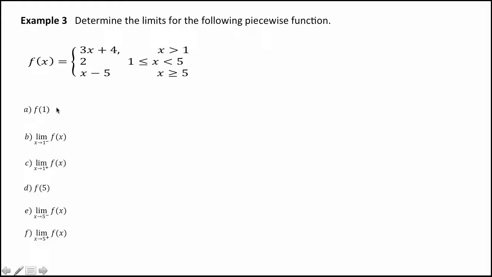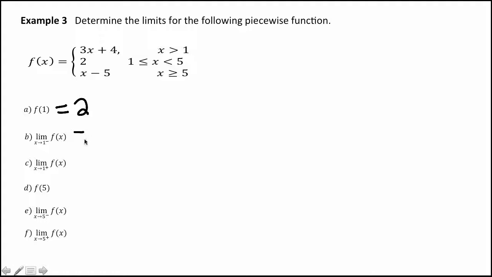So this is going to be easy, f of 1. So remember, for f of 1, you're going to look for when x is equal to 1. The only condition I see where x is equal to 1 is right here. So therefore, I'm going to use the function for that condition, which is this one. So that means when x is equal to 1, y is equal to 2. So f of 1 is 2.